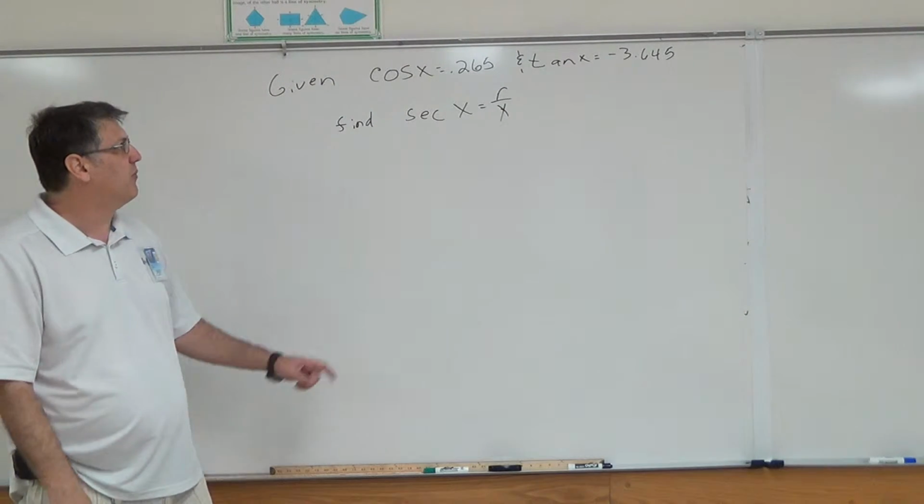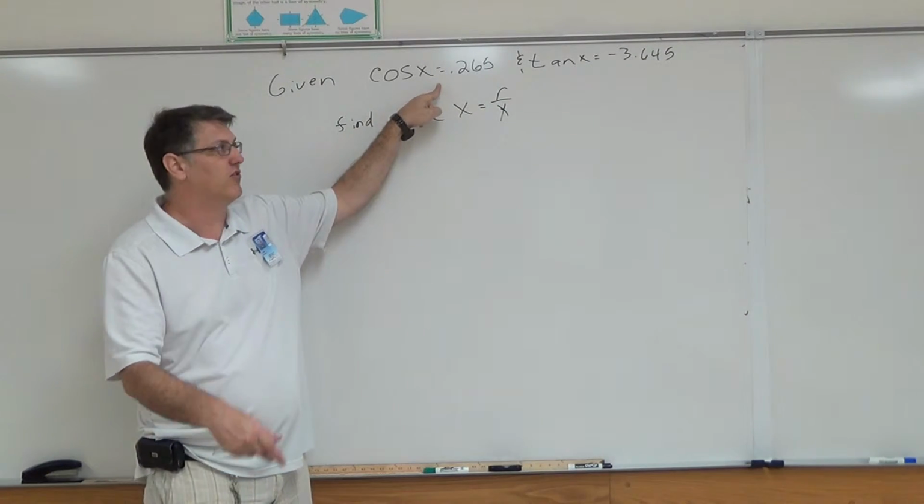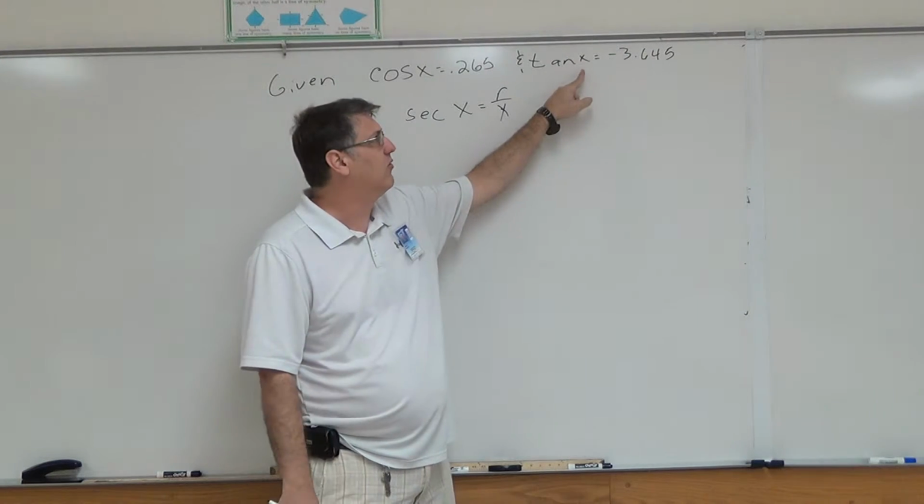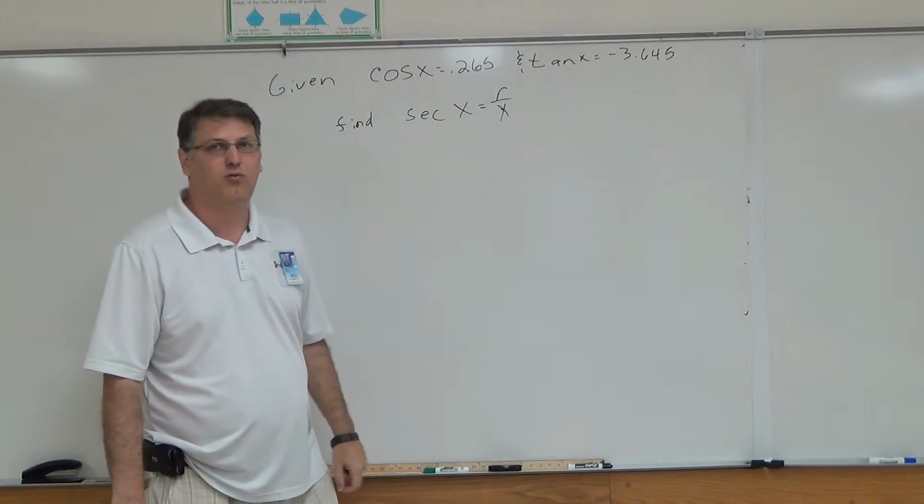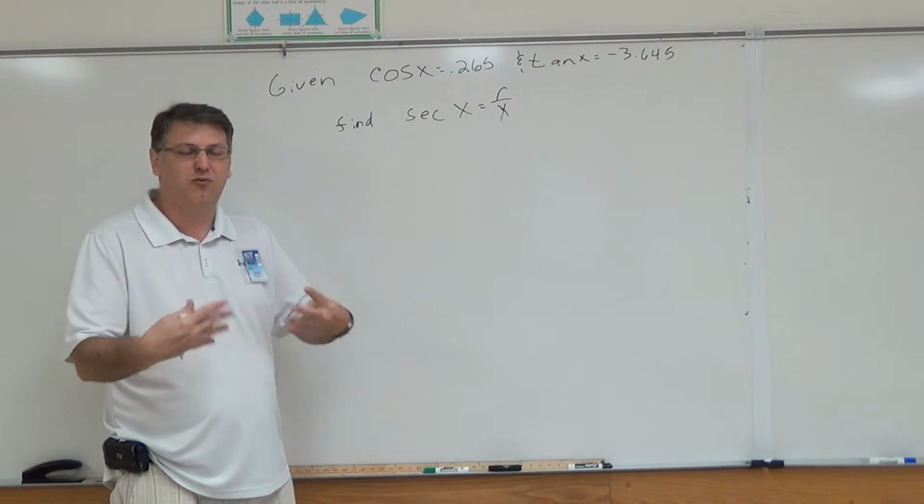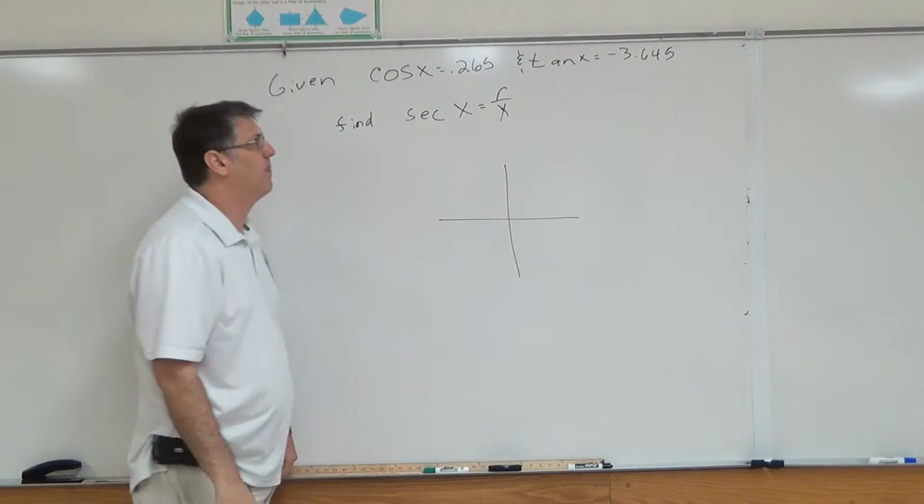The only two bits of information it gives you is cosine x equals 0.265, so we know it's positive, and tangent x, with x being the unknown angle, is negative 3.645. So you have to go through a series of questions and analyze to figure out what quadrant it's in. So draw your xy plane.